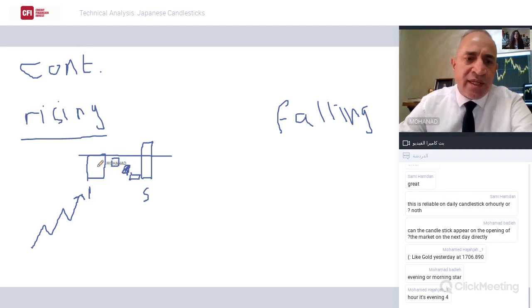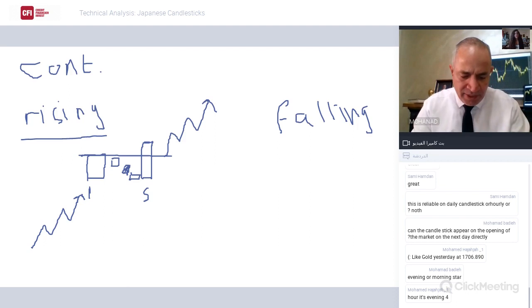Again, the first candle is a real white candlestick, followed by three small real bodies, regardless of color, black or white. And the last candle is a long white candlestick that must close higher than the close of the first candlestick. When I see this in the chart, I expect the price will continue in the uptrend.